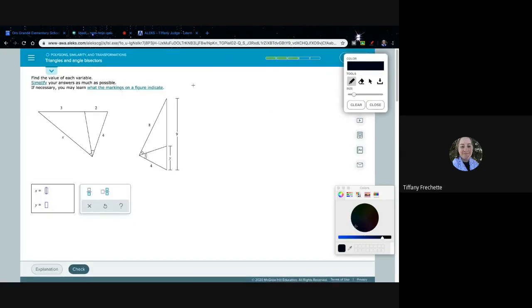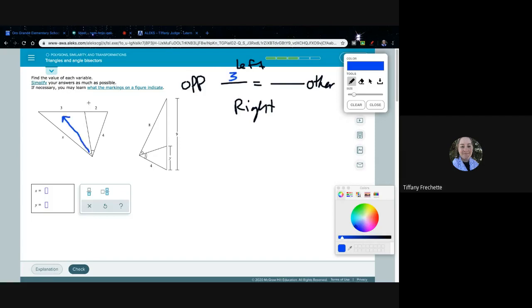Okay, so I'm going to start writing my proportion again, opposite, other. And then this first one has a left and a right, and I'm going to write it that way just because, again, I always read it from left to right, so it's easier in my head to keep it that way. So I don't get things mixed up. So I'm going to go left opposite. Opposite my angle is 3. Right opposite, it's 2. Left other, so my other side on my left one is x, and my right other is 4.